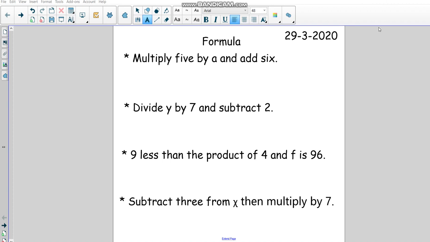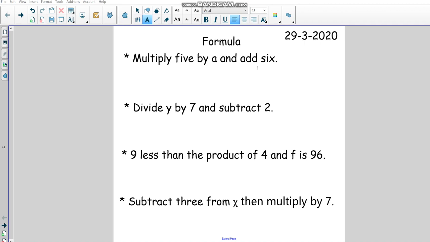Okay, back with more examples to make it more clear. First example: multiply 5 by a and add 6. Take care, in the same expression you can get more than one operation, not only one. As you can see here, in this operation or expression, you will multiply and you will add. That means more than one operation.